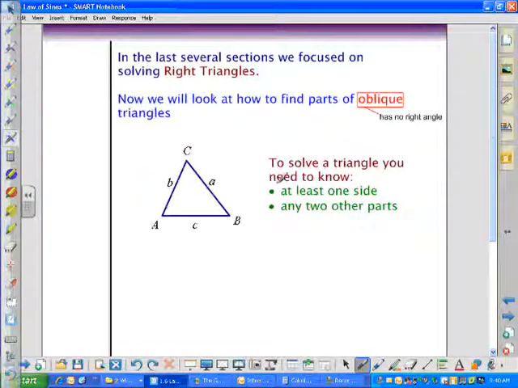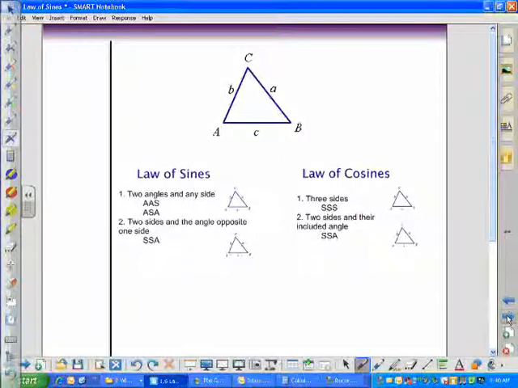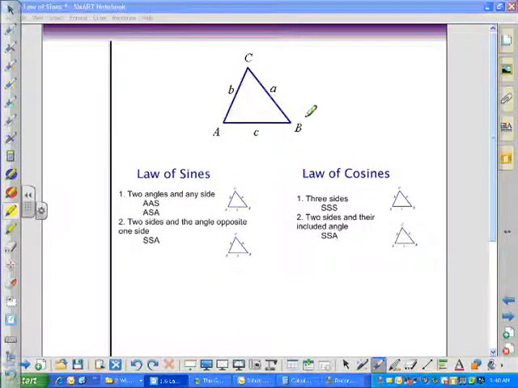So let's talk about the different situations we might have when we're trying to solve an oblique triangle. So here we have just a regular old oblique triangle, just like we saw on the last screen. There's two different things that we can use to solve an oblique triangle. One of them is the law of sines, and one of them is the law of cosines. And depending on what information you've been given, you're going to choose which one of these to use.